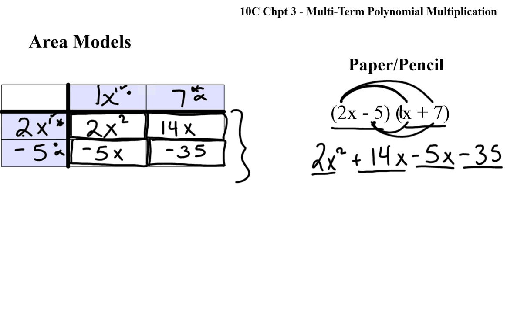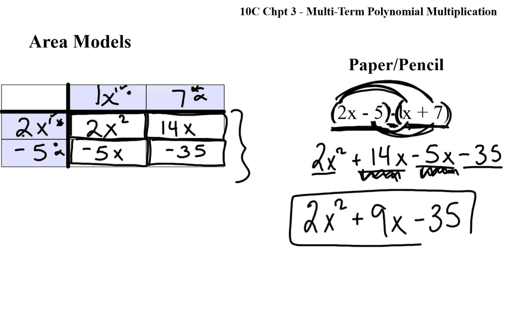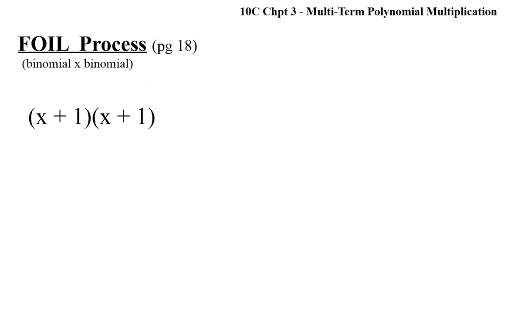We need to distribute each term by each term in the second binomial. We're distributing because it's a binomial multiplied, bracket beside bracket means multiply a binomial. And it's 4 multiplication steps. Always look to see if you can combine any like terms. 2x squared, 14 and negative 5 is positive 9x's, minus 35. And there's our answer. So this is binomial times binomial multiplication.